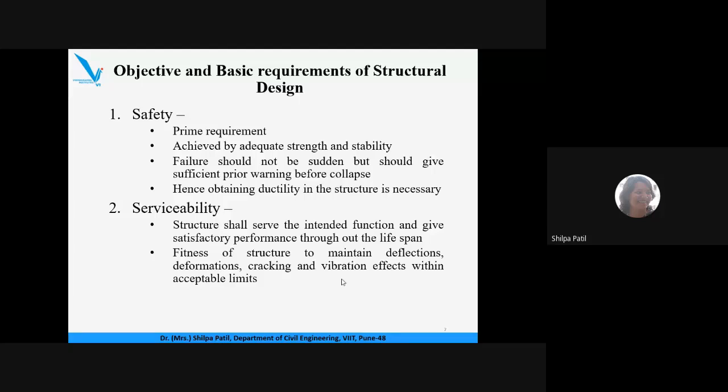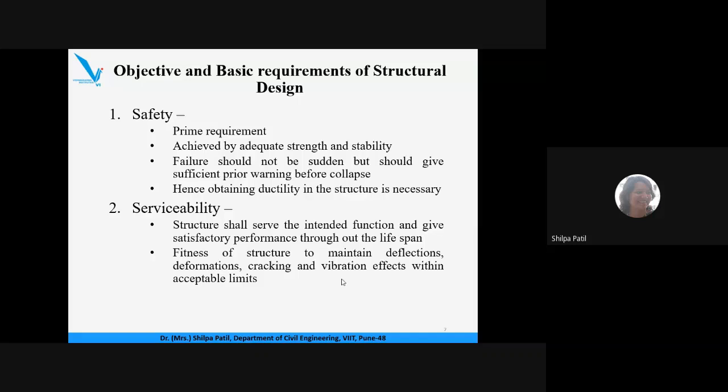And another important thing is that it is completely a brittle material. So if you apply a little tensile force to that material, it will fail immediately. There is no ductility in that material. But if we think about steel, steel is completely ductile. So how will we achieve ductility in an RC structure? This is the most important thing.